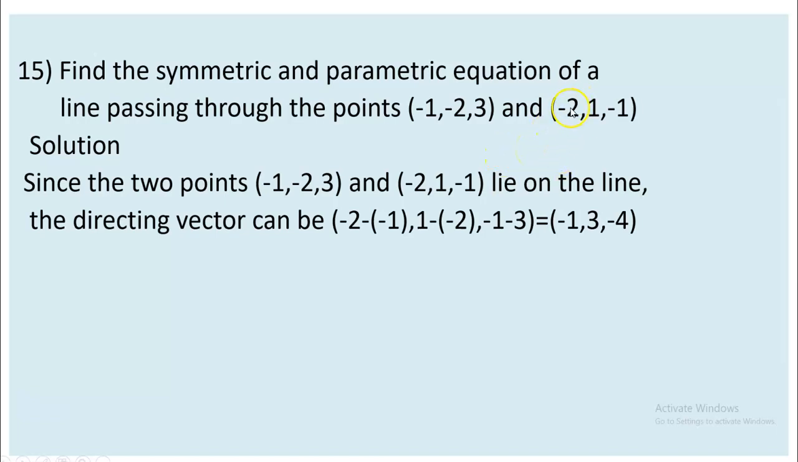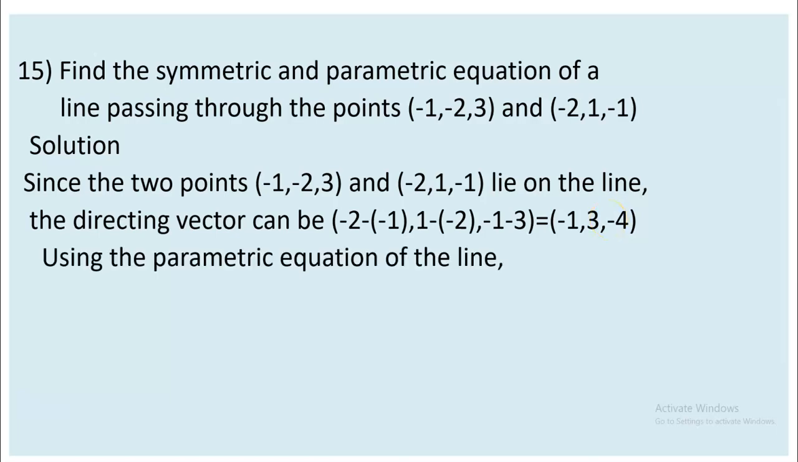For example, you can subtract -2 and -1, so you have -2 minus (-1), as I wrote here. And also 1 minus (-2) and -1 minus 3. So students, for the first one you have -1, for the second 3, and for this one -4. So you can take the directing vector components to be (-1, 3, -4). The reason behind this is that if these two points lie on the line, the vector made by these two points also lies on the line. So this vector can be parallel to, or can direct, the given line. So our (a, b, c) now are -1, 3, and -4.